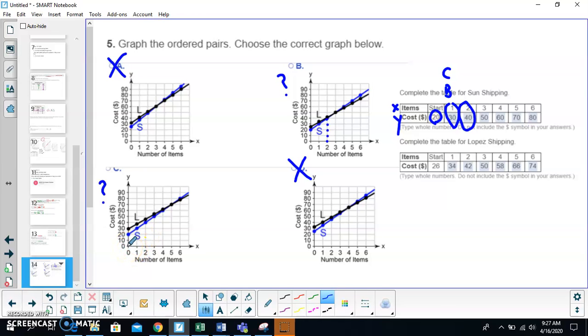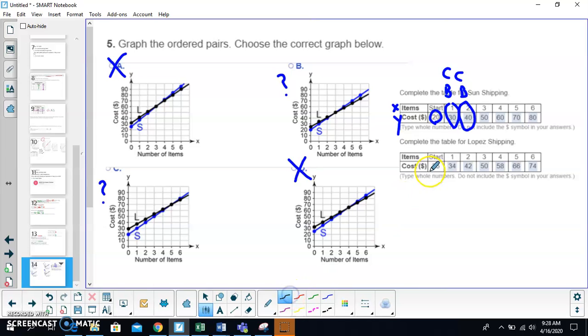And for C, we're starting at the origin, 2, 40, 10, 20, 30, 40. That one's right on the 40 too. So B and C are working out for Sun Shipping as we're going along. And I'm going to pause from Sun Shipping for a minute and go on to Lopez Shipping and see maybe if we can determine which one is right by moving on to the next set of points.